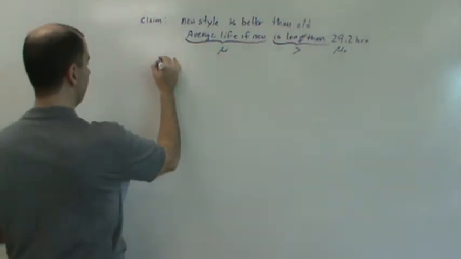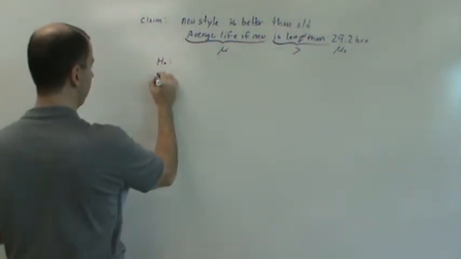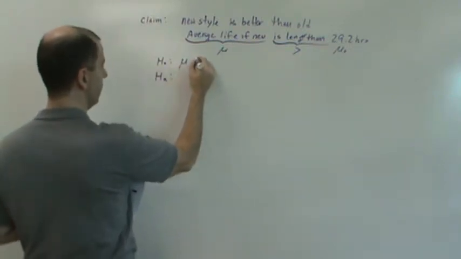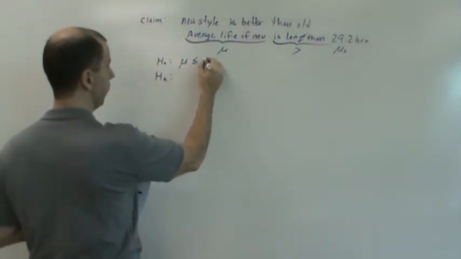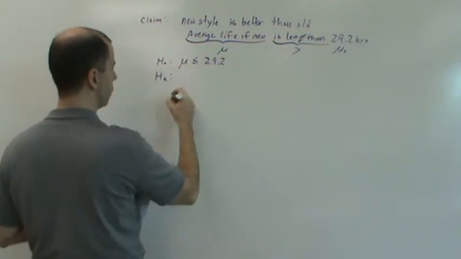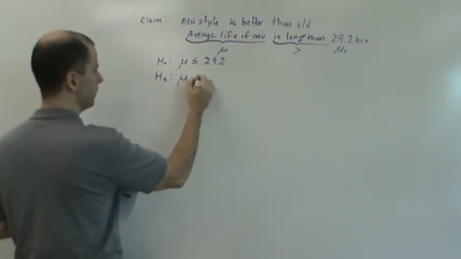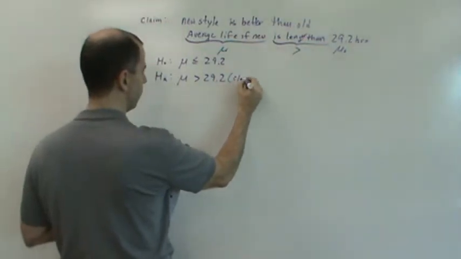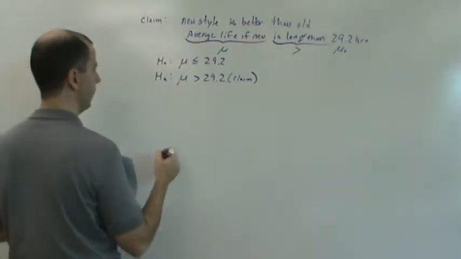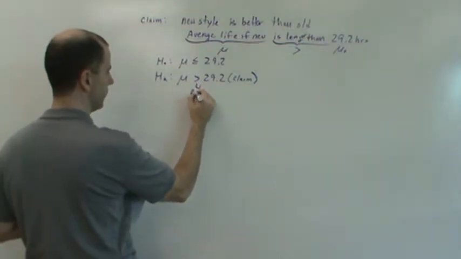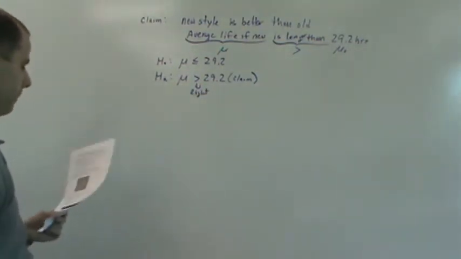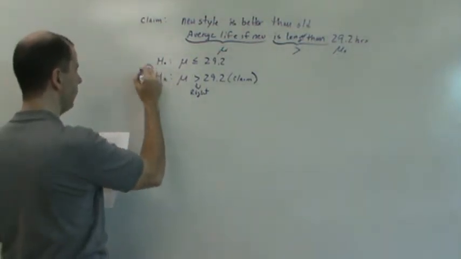So again, our null and alternative are going to be mu is less than or equal to 29.2 hours versus mu is greater than 29.2 hours. And this is the claim. And again, it's a right-tailed test.